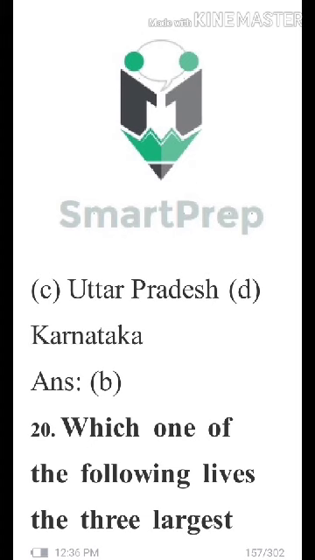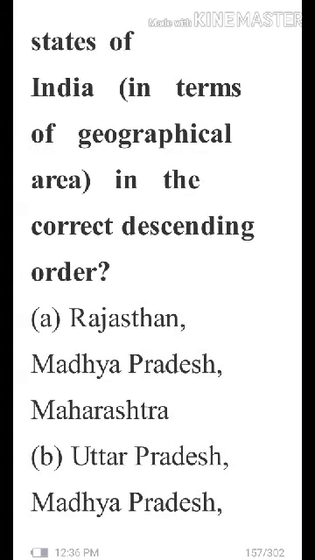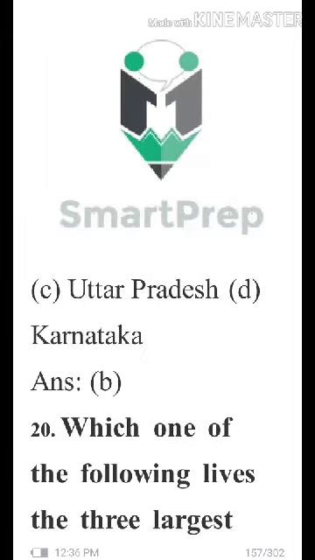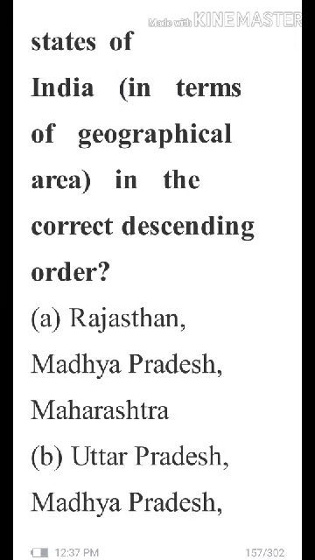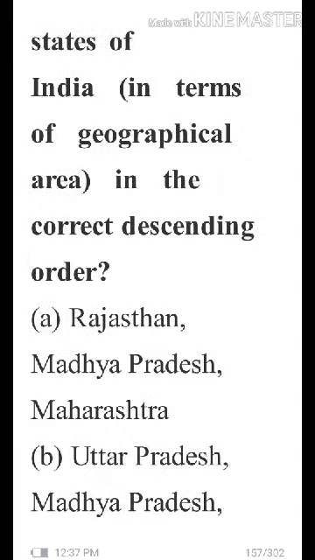Which one of the following lists the three largest states of India in terms of geographical area in the correct descending order? The three largest areas are Rajasthan, Madhya Pradesh, Maharashtra. Largest state is Rajasthan. Next, Madhya Pradesh, Maharashtra.